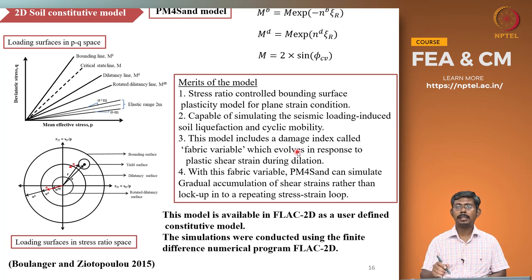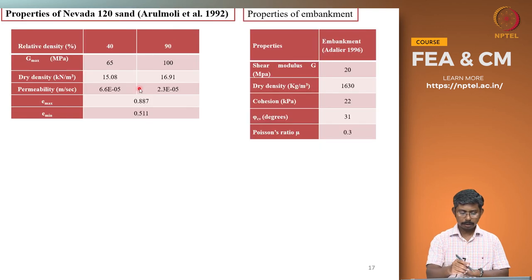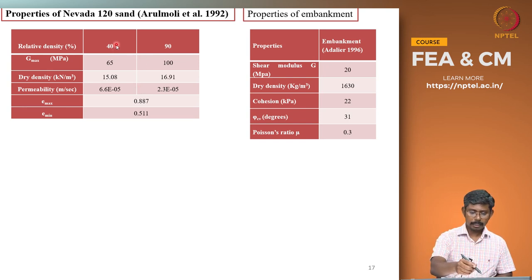This PM4 sand model is available as a user-defined constitutive model in FLAC 2D, and it is limited to plane strain conditions as of now. Here, Nevada sand is chosen as a material to simulate in FLAC using the PM4 sand model, and with respect to different relative density, these are the values of shear modulus, maximum shear modulus, dry density and permeability, and the void ratio maximum and minimum values for Nevada sand.